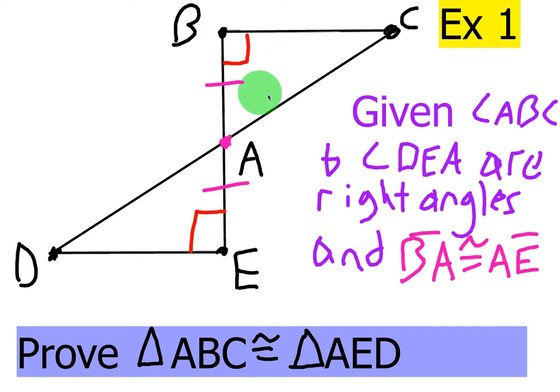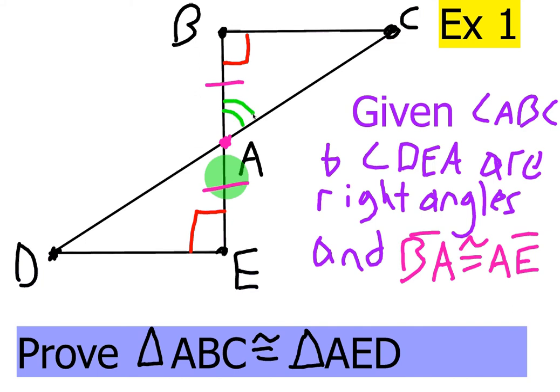So what do you guys think? Which one of those can we use? Here's the thing. We're only given angle and side, so we need one more thing. Can you look at these two triangles and tell one more thing that we can be sure is equal? BAC and what? This angle is equal to what other angle? DAE. How do you know that? It starts with a V. Vertical. Good.